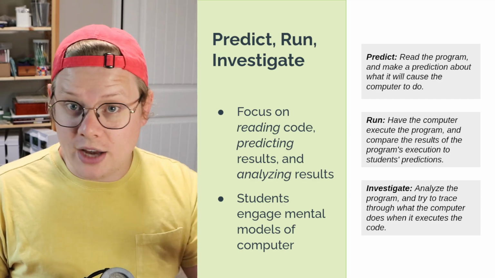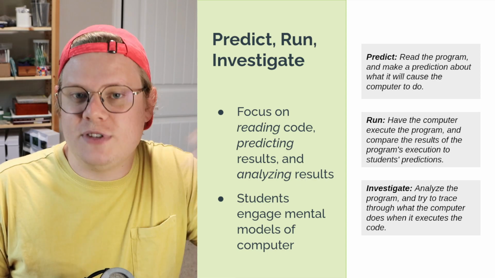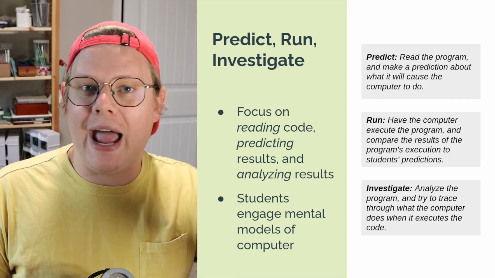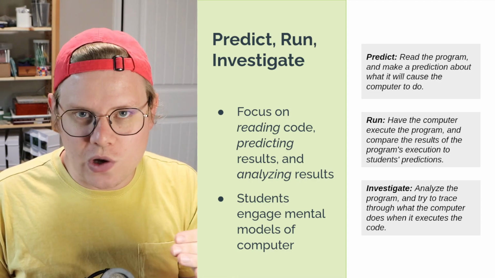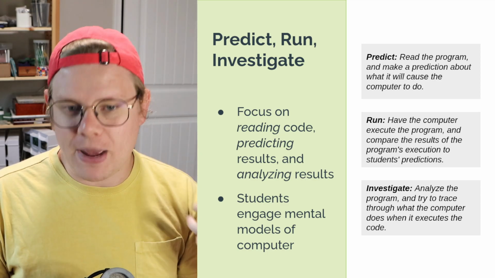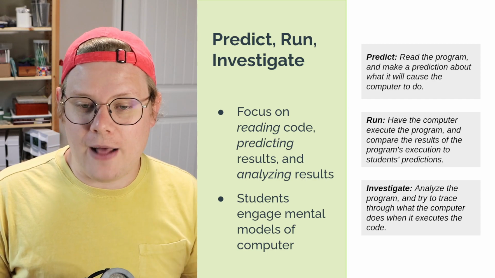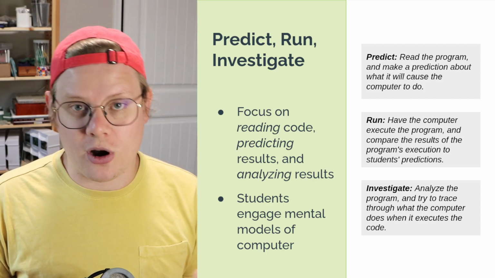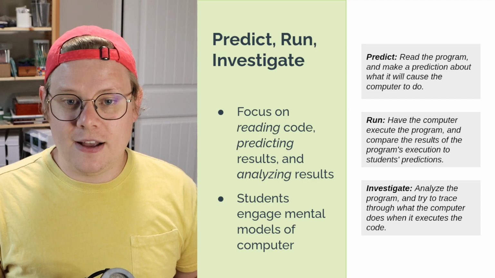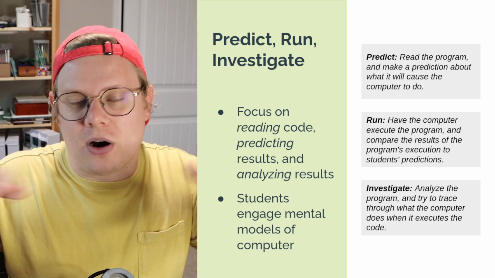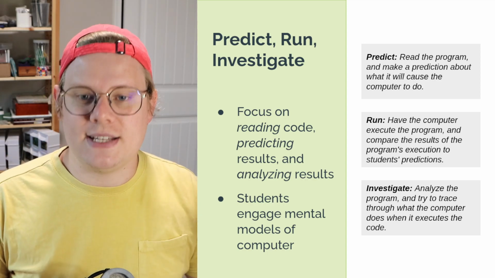Step 2 is to run the program. After students make predictions, they have to actually have the computer execute the program. They're not just going to look at the code and make predictions. They're going to get feedback from the computer. This step is intended to help students identify whether or not their mental models of the program and computer are accurate.